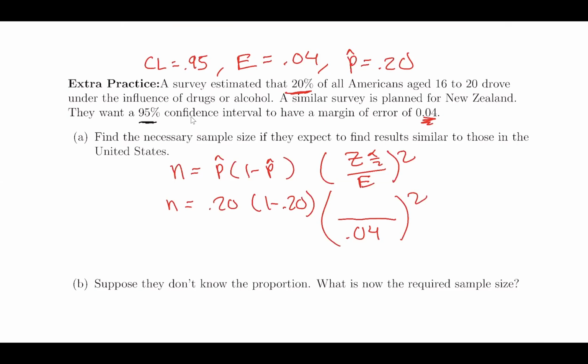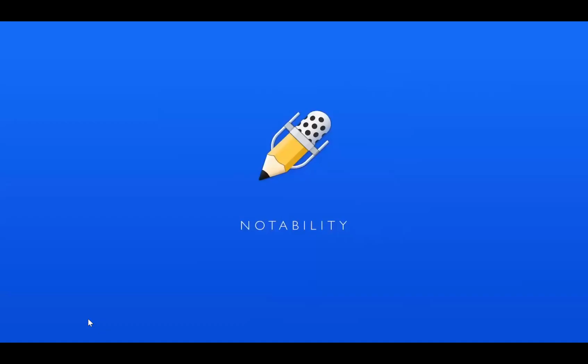Where do I have to go? The t table. Perfect, the t table. And in the t table, we're going to look for the 95% confidence level. So let's go to the t table.